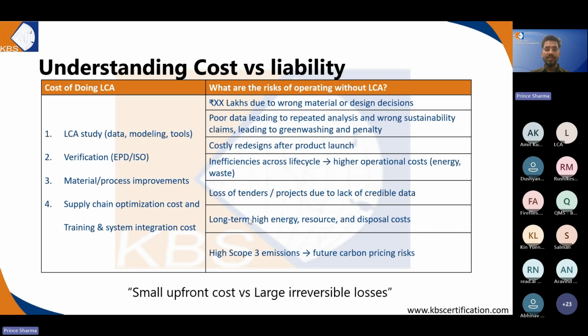Then high scope 3 emissions and carbon pricing risk will also be there, and you will not be able to quantify your emissions particularly and totally customized with your product. So in case of scope 3 and CBAM, you will be paying for the default emissions. And if you have the life cycle assessment done, then you will only be paying for what exactly emissions are emitted by your product.